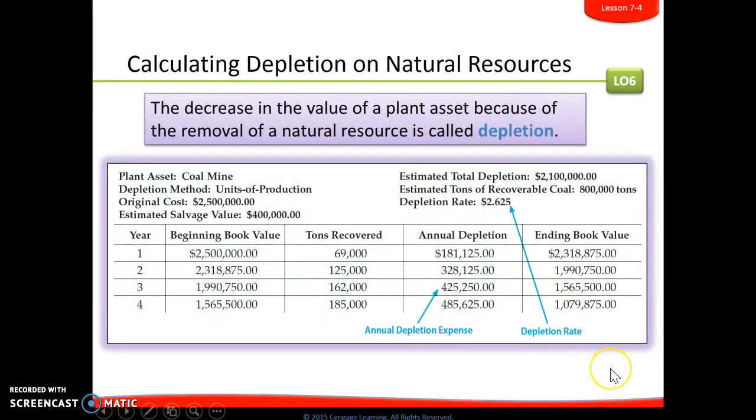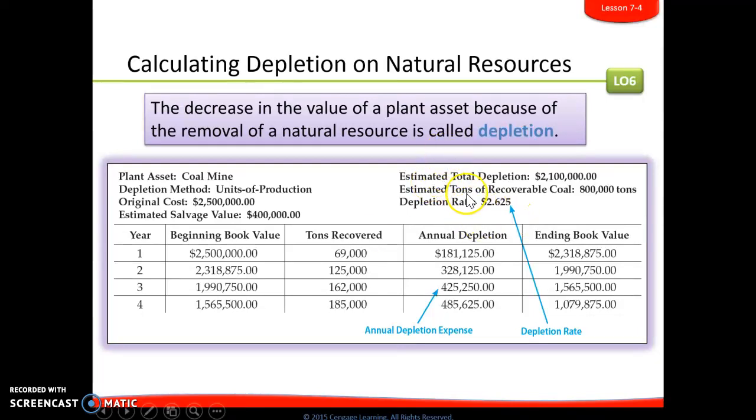So calculating depletion on natural resources. Depletion is the decrease in the value of a plant asset because of the removal of natural resources. An example that they give, our plant asset is a coal mine. We can see we have lots of money in this coal mine. The beginning book value, the tons recovered, and then the annual depletion. So what this means is this is going to be the coal that is recovered out of that coal mine. The more coal that's recovered, then the more it's going to decrease in value.